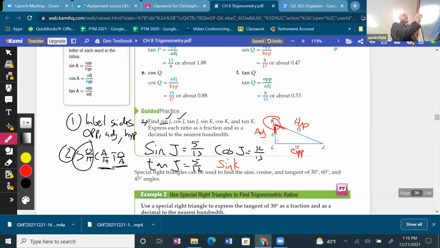All right, so what's the sine of K? The sine of K is the opposite over the hypotenuse, 12/13. Okay, what's the cosine of K? Cosine of K, adjacent over hypotenuse, is 5/13. And the tangent of K, what's tangent? It is 12/5.